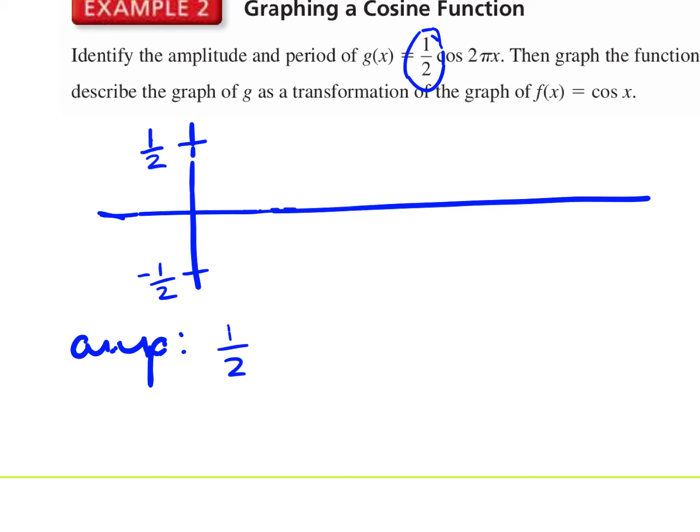Next, we want to find our period. So we take 2 pi divided by our b, which is the number multiplied to x. So 2 pi divided by, what's our b? 2 pi. What's 2 pi divided by 2 pi? 1. So our period is 1. So we end at 1. Now we want to find our increments.